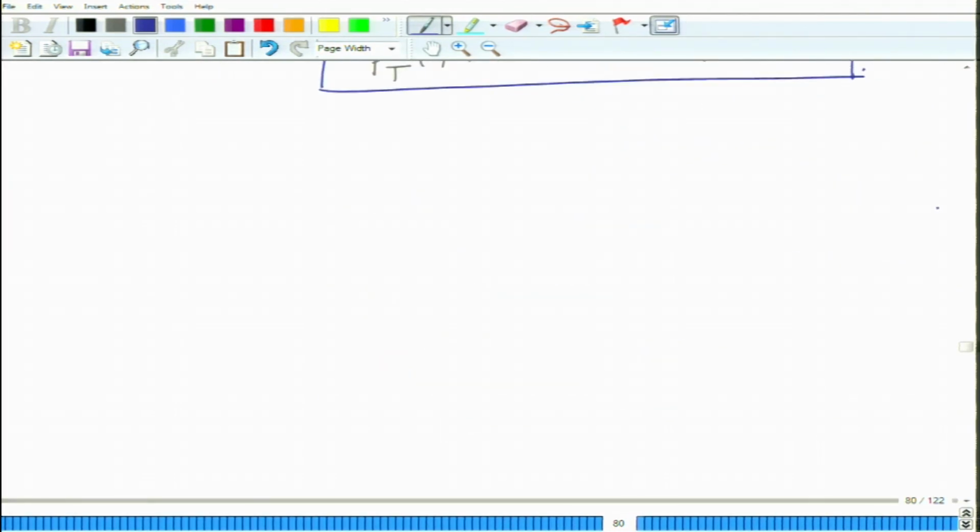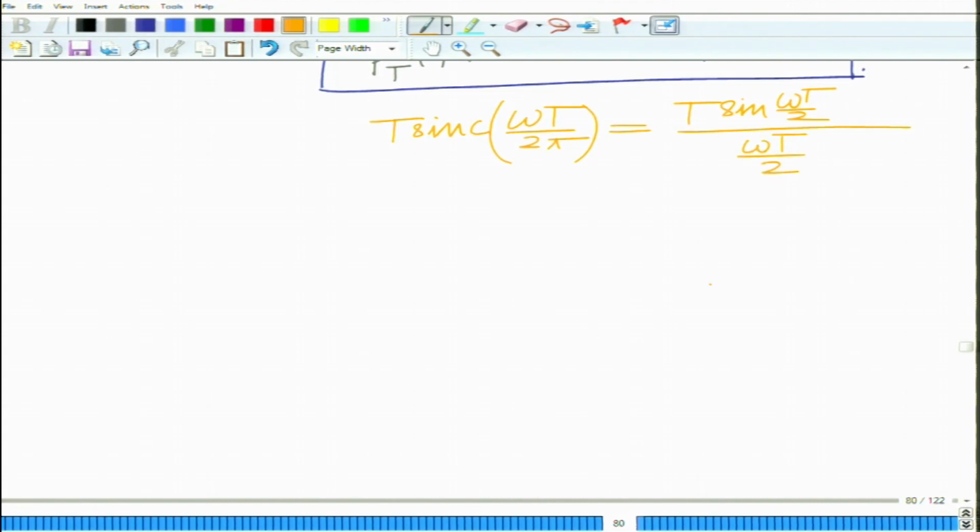And if you plot this t sinc omega t over 2 pi, it equals t sin omega t over 2 divided by omega t over 2, and you can see that we have sin omega t over 2.